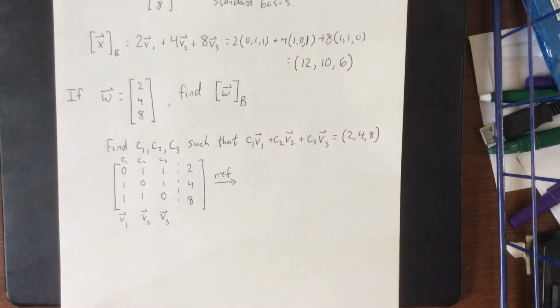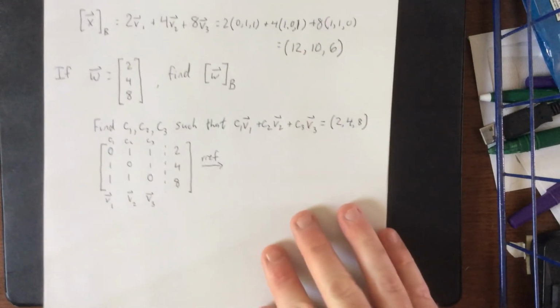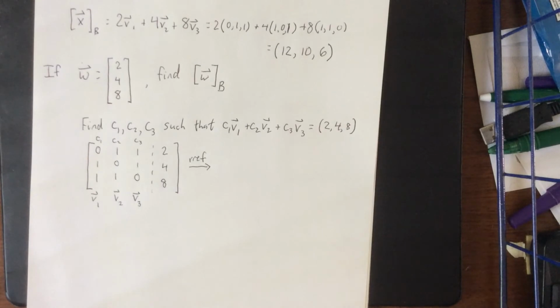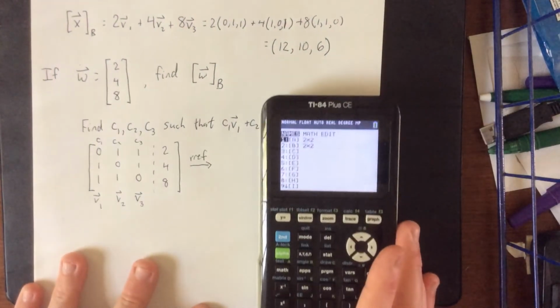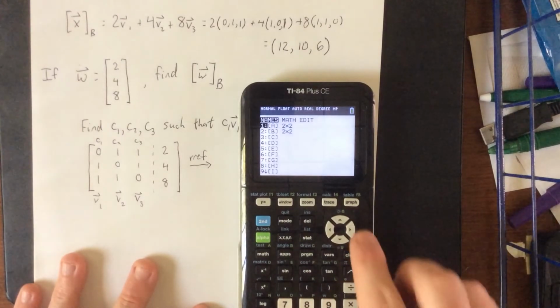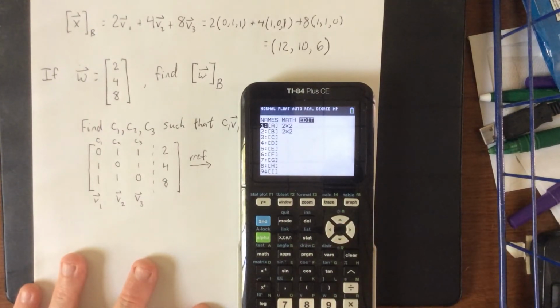However, rather than doing it by hand, because we are so advanced now, we are going to use our calculators to do so. Let's go ahead and enter the matrix menu on the calculator. First thing I'm going to do is edit my matrix A. I don't really care what was in there from the last use. We are looking for a 3 by 4 matrix. First row we read as being 0, 1, 1, 2. The second row is 1, 0, 1, 4. And the third row is 1, 1, 0, 8.